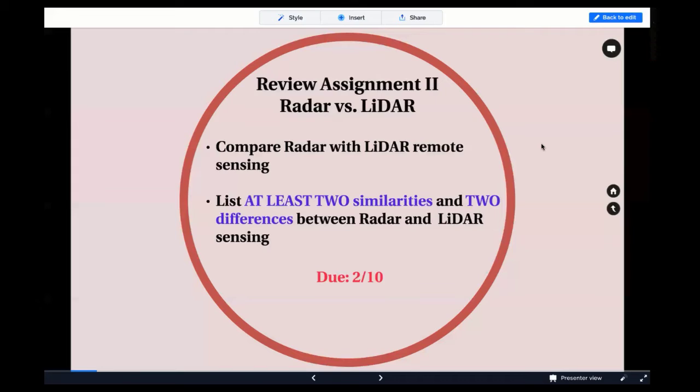You can start something now so that as we go over things today, you can start doing your answers or taking notes this way. So this review assignment is about comparing radar versus LiDAR. I want you to list at least two similarities and two differences between radar and LiDAR sensing. If you're starting a new document, I would maybe do a two-column layout. The first column I would do similarities, and the second column differences. And you can try to do more.